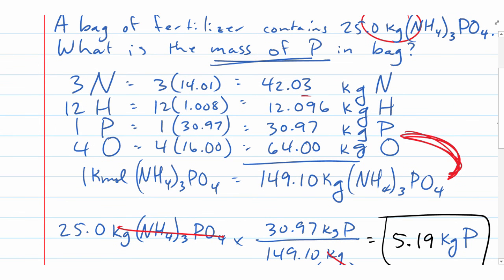Now once we get that answer, we should ask ourselves if that answer makes sense. If this is contained in a bag that contains 25 kilograms of ammonium phosphate, then we know that for sure our answer must be less than 25. And we have one that's less than 25. In fact, it should be about 1/5. So we take 30 over 150. 30 over 150 is 1/5. This should be about 1/5 of 25, and it is.